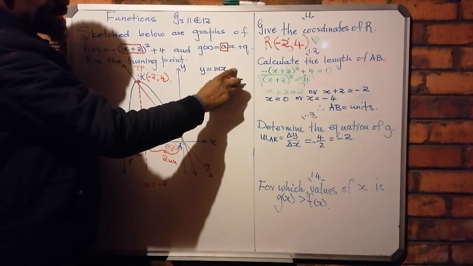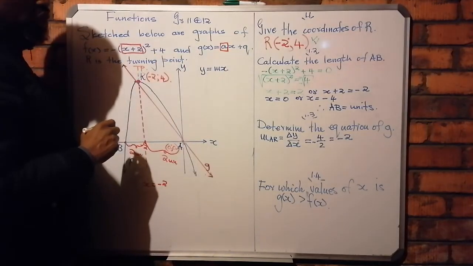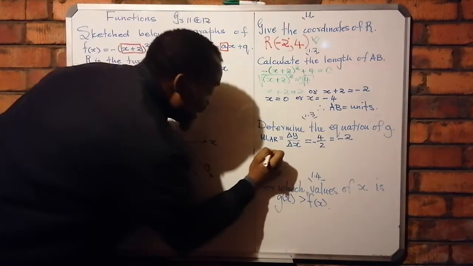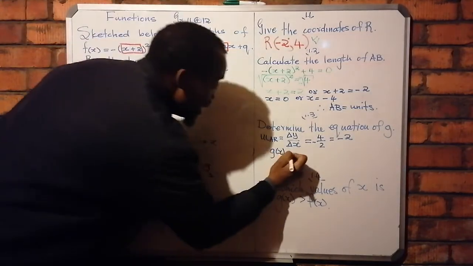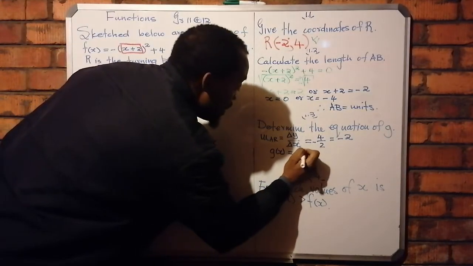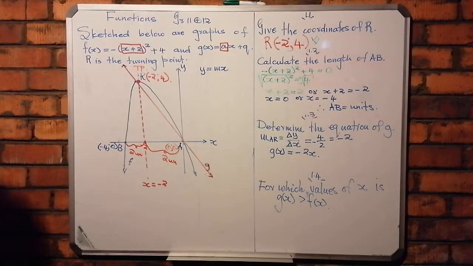The y-intercept is 0. The x-intercept is also 0, meaning that g of x, g is just minus 2x. We have answered that question. Now comes this beautiful one that normally makes people cry.